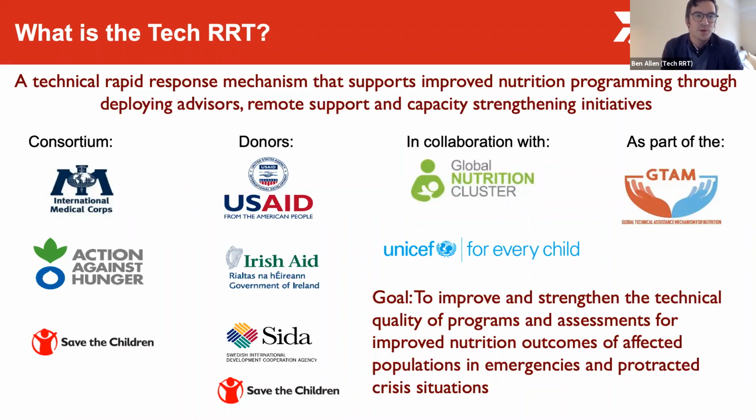And we're a consortium, the project, of 4 agencies: IMC, Action Against Hunger Canada and USA, and Save the Children UK. And we're very lucky to have the support of 4 different donors: USAID, Irish Aid, CIDA, and Save the Children kindly support us with some of their own funds. And we work very closely with the Global Nutrition Cluster, identifying technical gaps at country level, and also with UNICEF. And the Tech RRT is playing a key role in the development and ultimately the implementation of the Global Technical Assistance Mechanism for Nutrition, or GTAM.